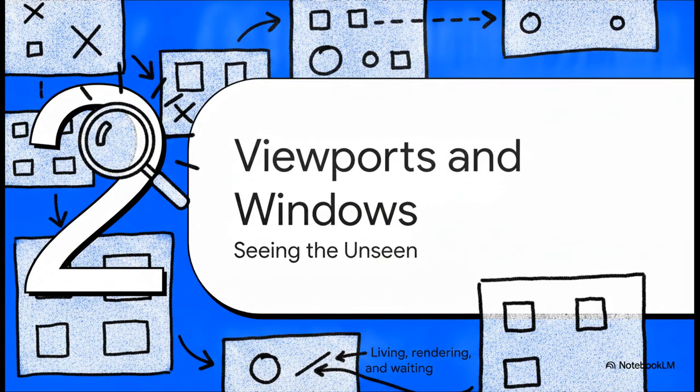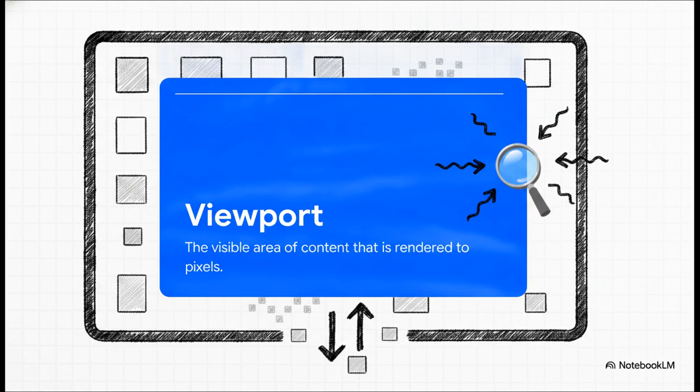Moving on to Section 2, mastering viewports and windows. Let's see the unseen. Okay, we need to define the exact spatial zones where your list items actually live, render, and wait. First up, we have the viewport. The viewport is literally just what the user can physically see and interact with on their device at any given moment. It's the visible area of content that has actually been painted into pixels on the glass of their screen.